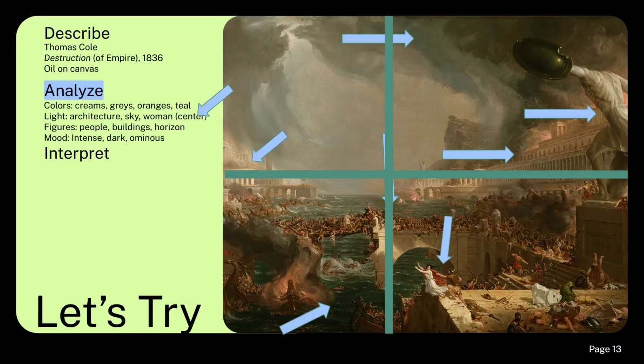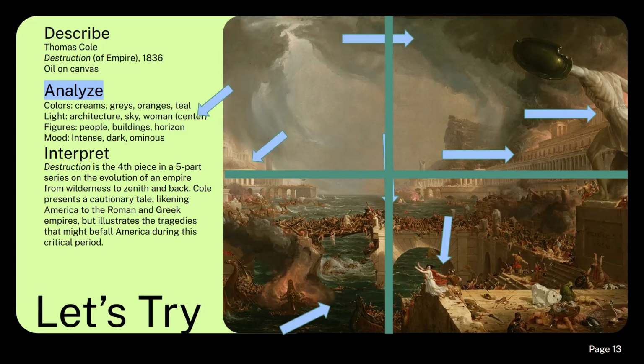Thomas Cole, this is the fourth, I believe, part of a five-part series, and this one is called Destruction of Empire. And he's shown the same landscape from savage to Arcadian to consummation to destruction. And that's where we're at right now. Destruction is the fourth piece in a five-part series on the evolution of an empire from wilderness to zenith and back. Cole presents a cautionary tale, likening America to the Roman and Greek empires.